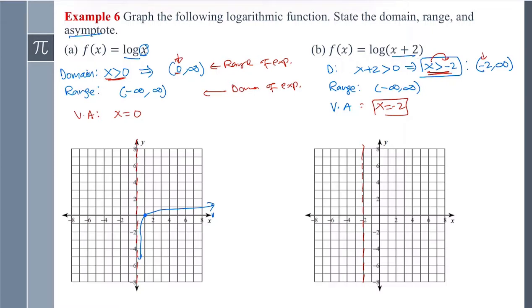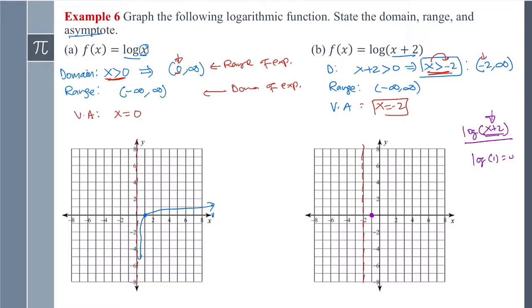Now in order to graph this function, let's see. So we have log of x plus 2. So we need to find at least two points. So the first one, when does this become 0? Whenever this inside quantity is 1, because remember log of 1 is 0. So the inside quantity becomes 1 when x is negative 1. So when x is negative 1, we get log of 1, which is 0. So that means the x-intercept is right here.